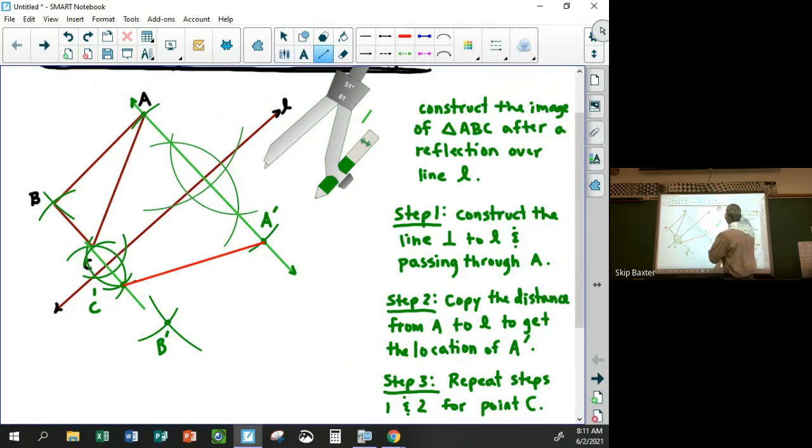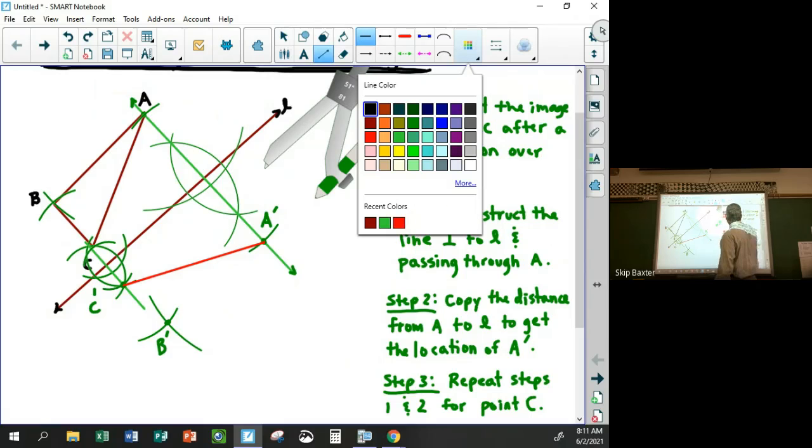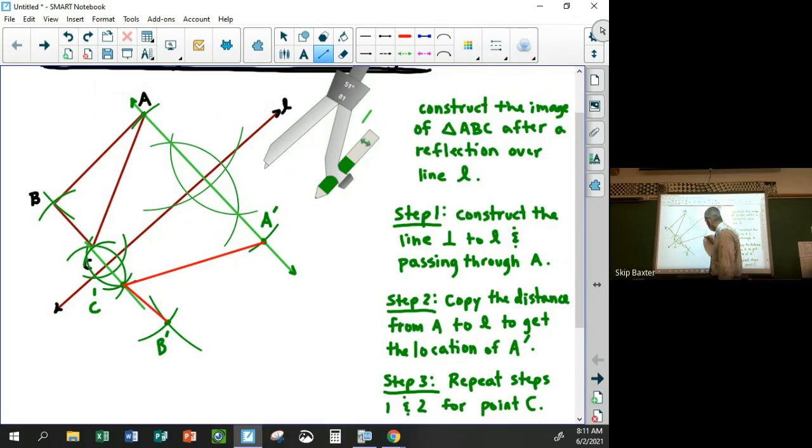So when I draw it in, it should look pretty good. If I connect that to there, that to there. That's my final triangle.